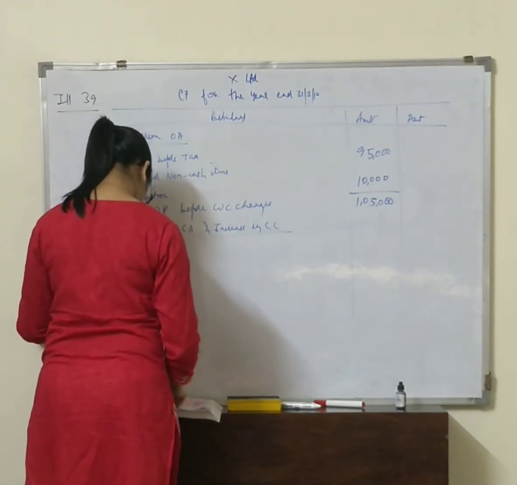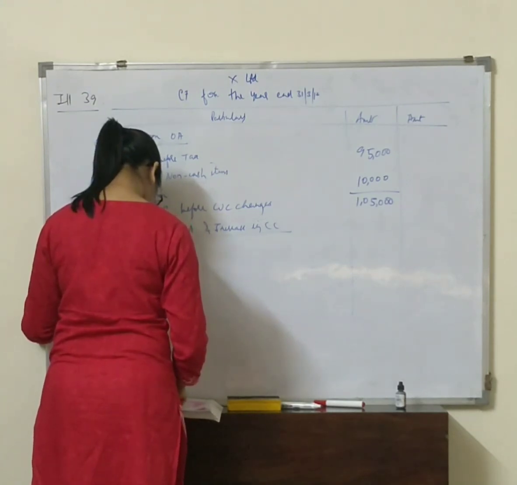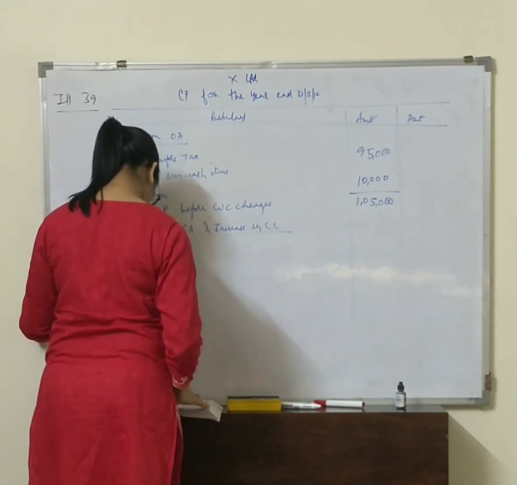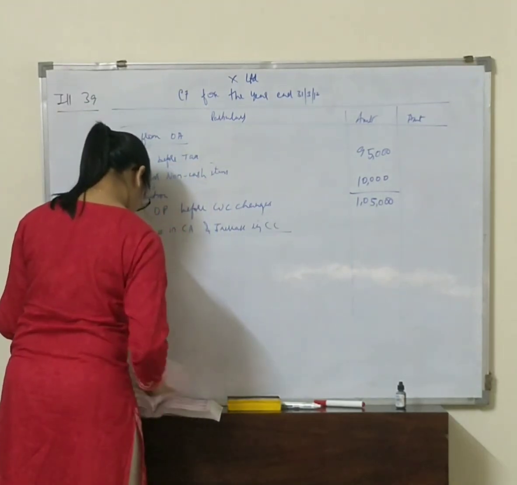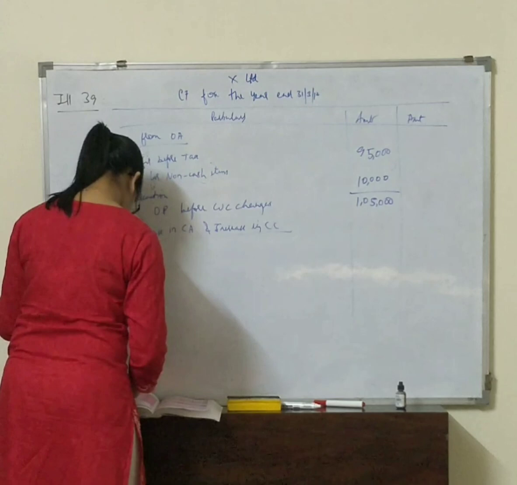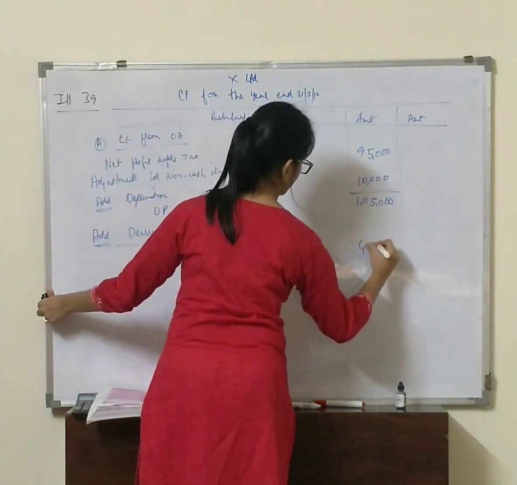Then we go on to our current liabilities. We have trade payables, which has been increased from 46,000 to 90,000. So write down trade payables. How much is it? 90,000 minus 46,000. We will get 44,000.